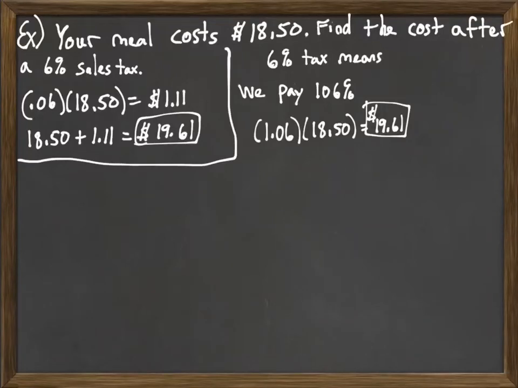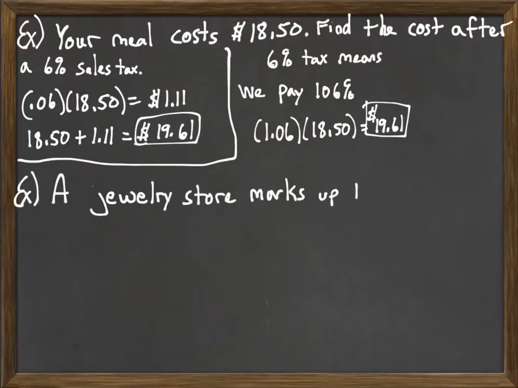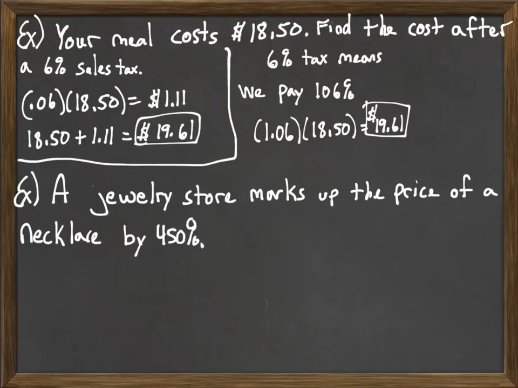Okay, so continuing on with markup problems, let's consider this example. A jewelry store marks up the price of a necklace by 450%. Thought sales tax was bad. Jewelry stores typically have a huge markup.